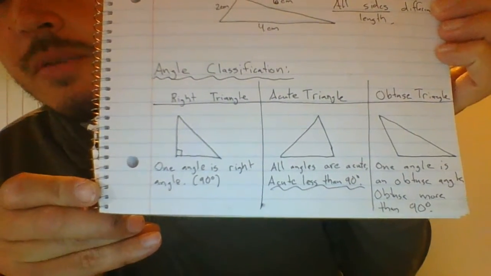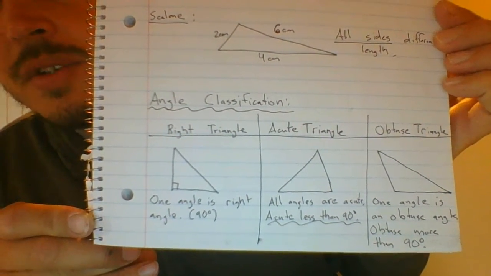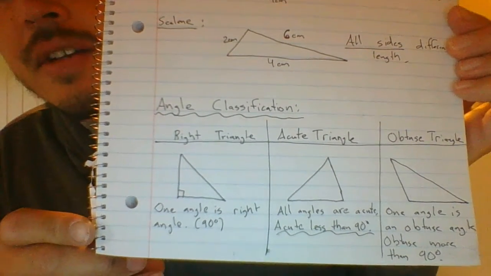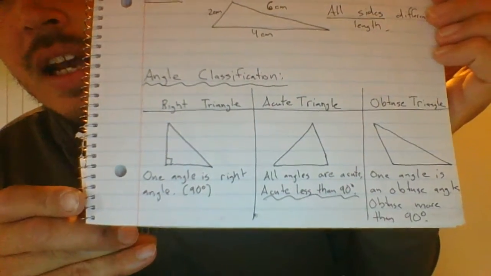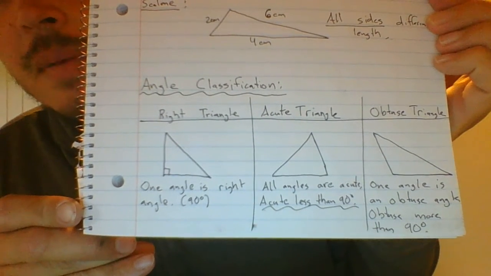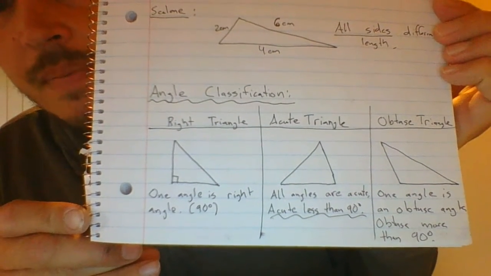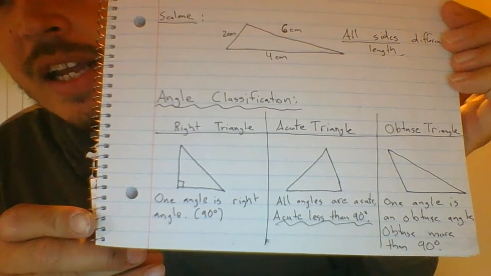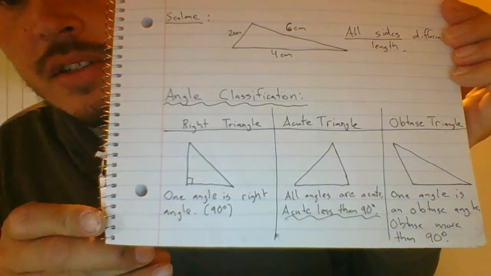Okay, after you got that written down, we're going to talk about angle classifications, which is the second part of our lesson. For angle classifications, you're going to learn about a right triangle, an acute triangle, and an obtuse triangle. Okay, so first one is a right triangle. That means it has a right angle. A right angle is 90 degrees.